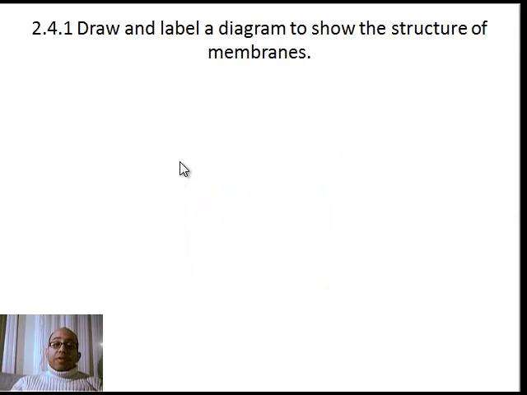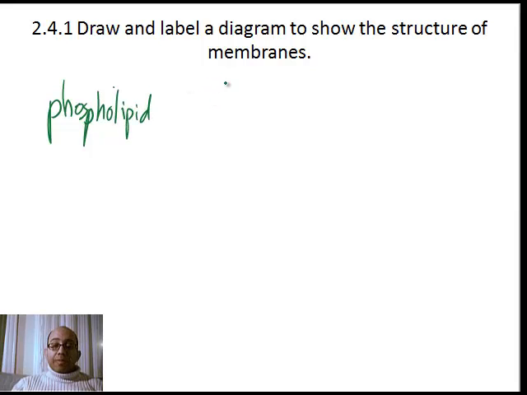So the first assessment statement in chapter 2, section 4 is: draw a labeled diagram to show the structure of membranes. In order to draw a membrane, you need to know what a phospholipid is. A phospholipid has two parts. It has the phosphate head group, and it has the lipid tail group. So this part is the lipid part, and this part is the phosphate part.